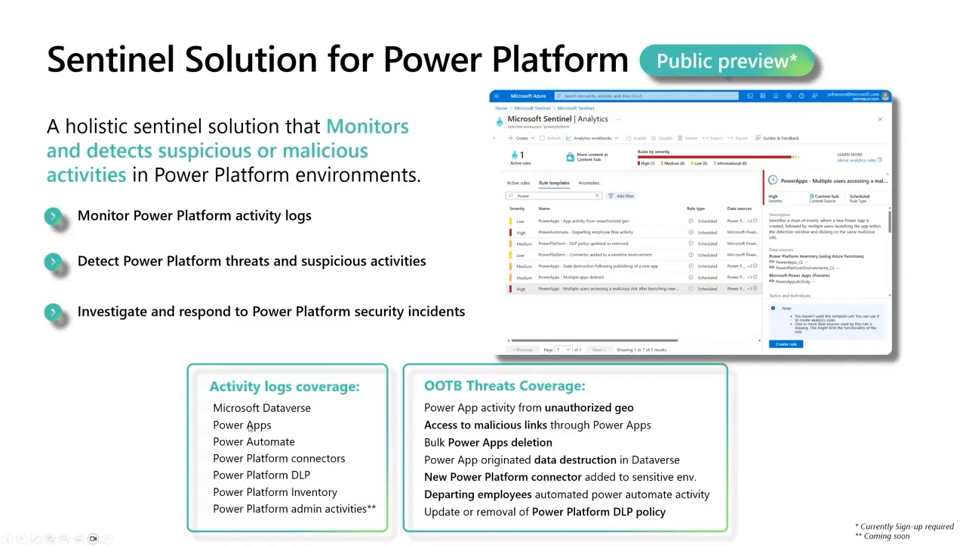So Power Apps, admin activities, Power Automate, Power Platform connectors, and Power Platform DLP. Another interesting connector is the Power Platform inventory. This actually doesn't bring in data from Power Platform activity logs. It brings in inventory details about the different Power Platform environments, Power Apps, and Power Platform connectors that the customer has in your environment.